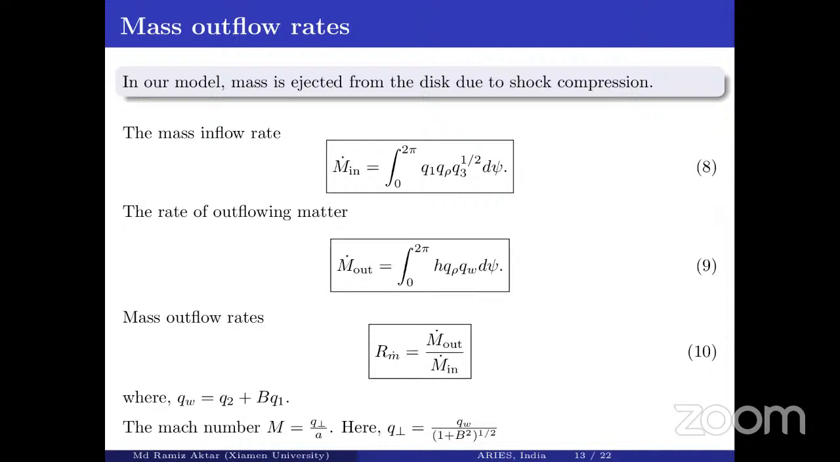The mass is calculated from the disk, and the outflow rate we can calculate using this ratio of the mass outflow rate to the mass inflow rate. And here also the Mach number is defined as the velocity perpendicular to the spiral shock, to the sound speed.